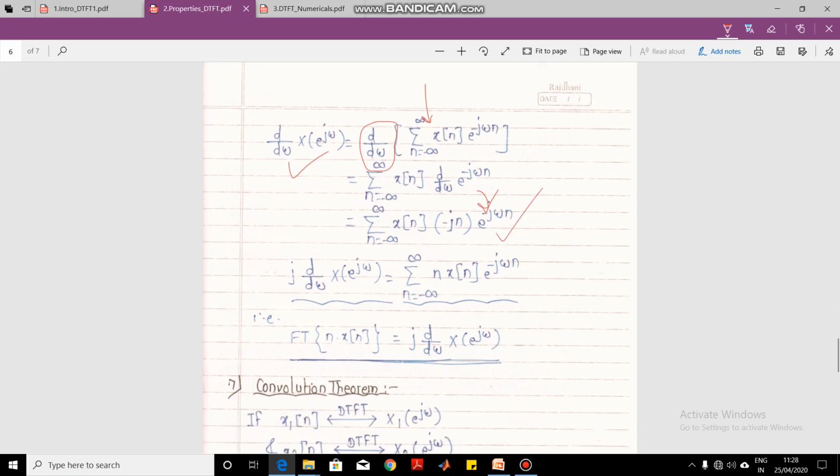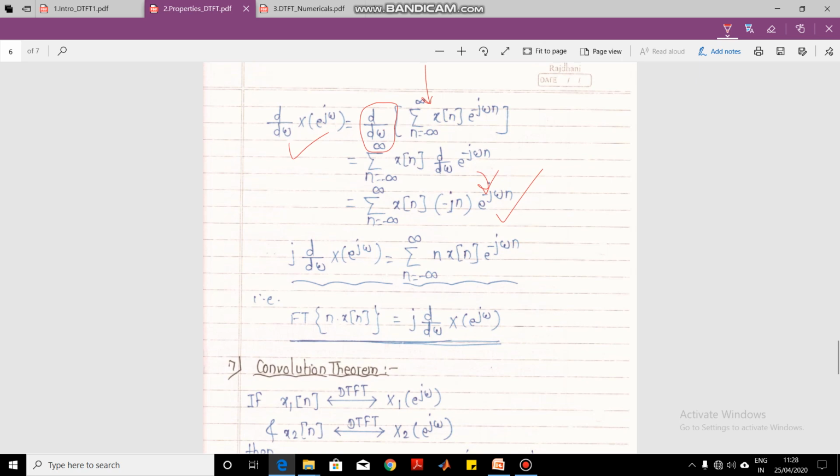After taking this derivative, this is minus j, so if you take it to the LHS, it will become plus j. So this minus sign will become plus here. Our derivative is there on the right hand side, and the derivative is there on the left hand side. Now if you see this equation, what does it mean? It is the Fourier transform of n into x(n). So hence we have proved the property: if you take the Fourier transform of n·x(n), you will get j·d/dω of X(e^{jω}).